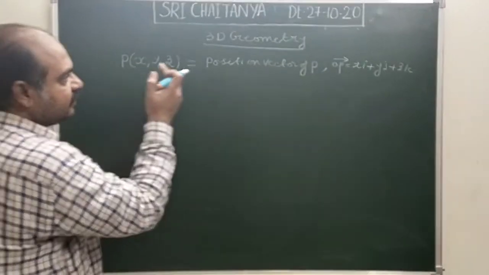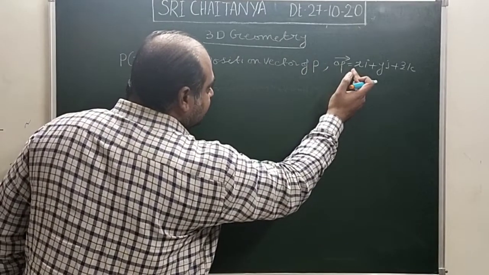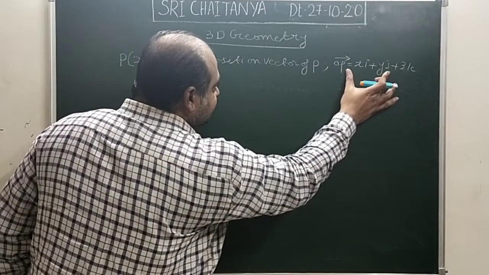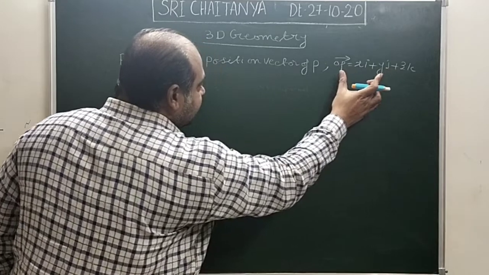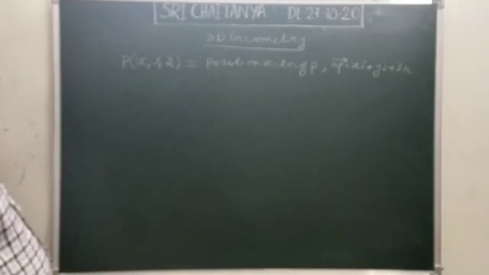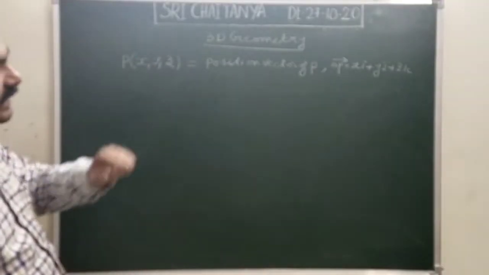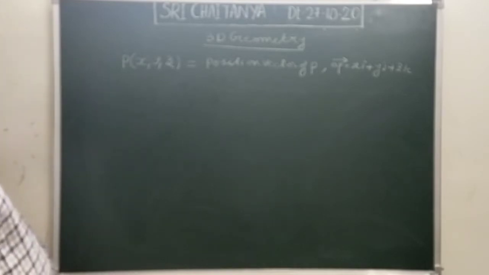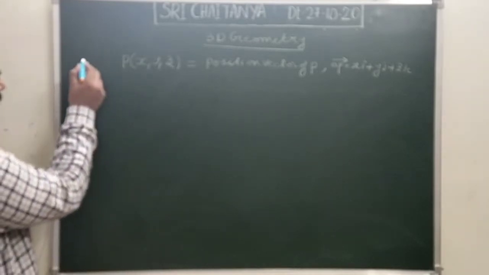If you know the point, you can write the position vector. If the position vector is easy to calculate in the problem, we will calculate that and convert into point form. So this is the basic concept in three-dimensional geometry. Look at the next point.